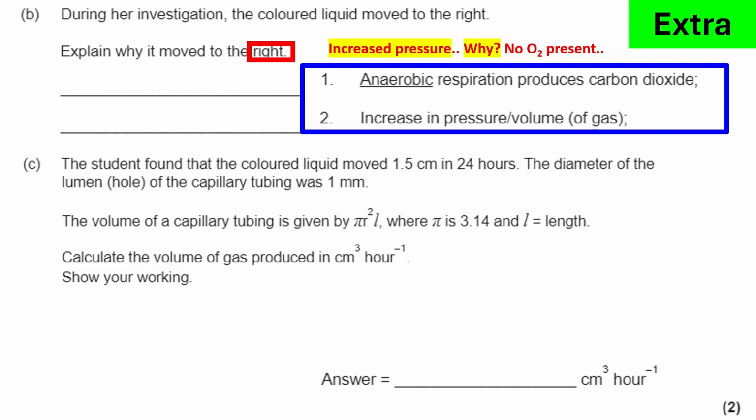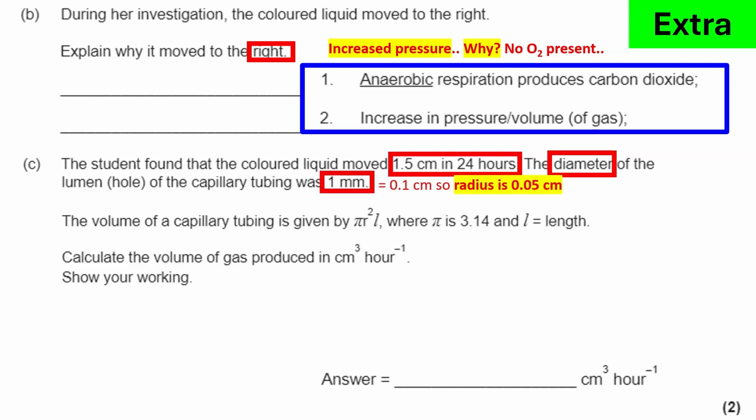Now, the maths question underneath gives us some values. So it says the coloured droplet moves 1.5 centimetres in 24 hours. Then it gives us the diameter of the lumen of the glass tubing, but it actually gives us that in millimetres. So because we're asking for centimetre cubed as a volume of gas per hour, we do need to convert the millimetres into centimetres. Now, the diameter of 1 millimetre is 0.1 centimetre, and therefore the radius is half the diameter, so the radius must be 0.05 centimetres.